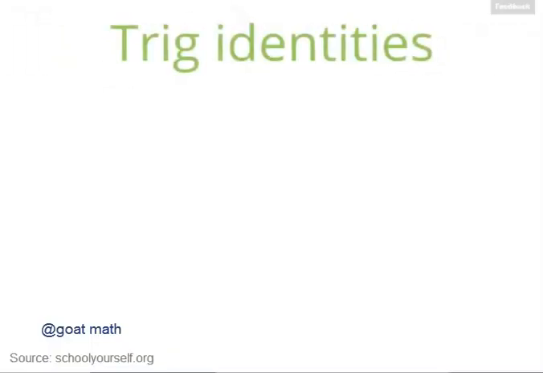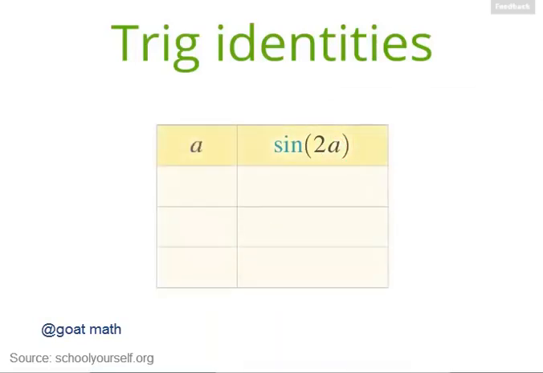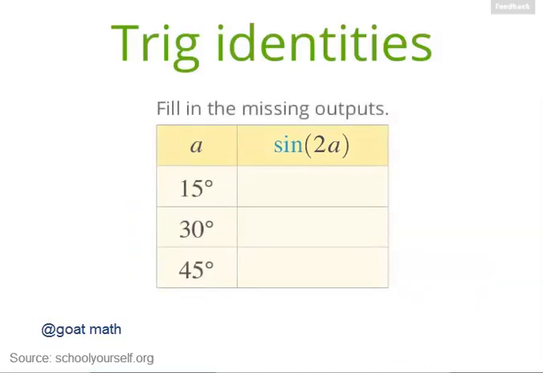Trig identities are formulas that are true for any angle. Let's start off with an example by seeing if we can find a formula that's equal to the sine of 2 times an angle, which we'll call A. If we set A equal to these inputs, what are the outputs you get for the sine of 2A?